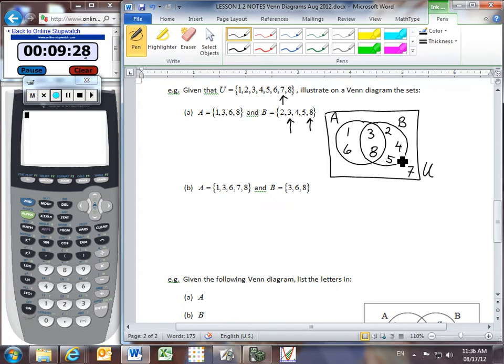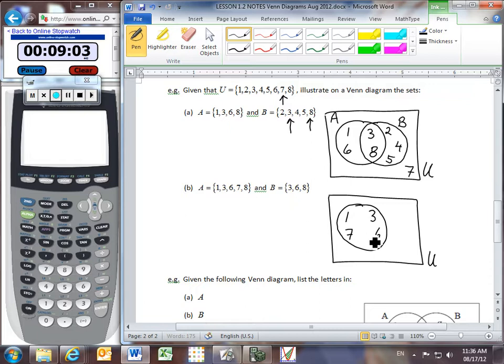Alright, example B. Again, we need to draw a Venn diagram that starts out with a rectangle on the outside called the universal set, which is again composed of the numbers 1 through 8. Inside set A, we've got several numbers, 1, 3, 6, 7, and 8. Whoops, let me just draw that in a slightly different place. You'll see why in a minute. 8. Okay, and that's set A.